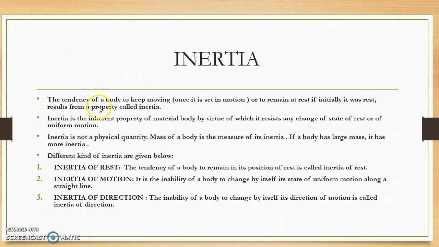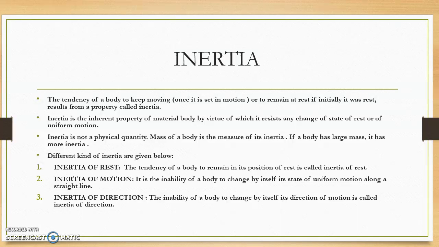The tendency of a body to keep moving once it is set in motion, or to remain at rest if initially it was at rest, results from a property called inertia. Inertia is the inherent property of a material body by virtue of which it resists any change of its state of rest or of uniform motion. Inertia is not a physical quantity. Mass of a body is the measure of its inertia. If a body has large mass, it has more inertia.